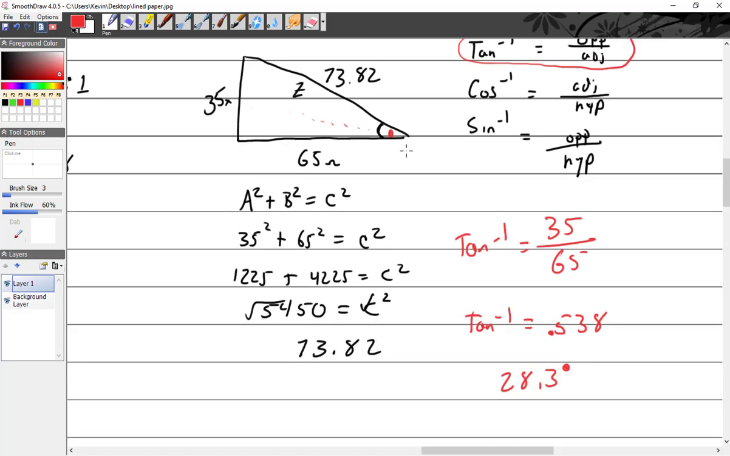So my answer right here, what is the phase angle? 28.3. I found the angle right here. This angle is 28.3. What is this angle? 90. Now you can figure out this angle. Yes, just subtract these two from 180, and you'd know that angle.